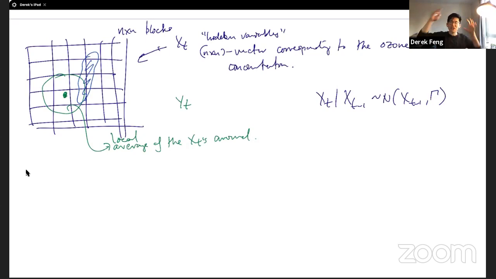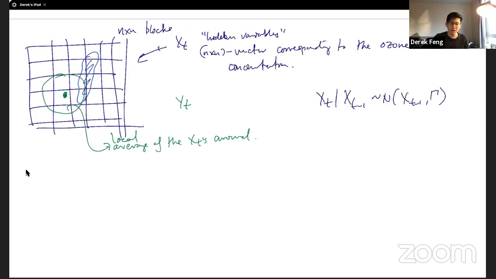What I'm saying is over time, I don't expect the ozone to change too much, maybe just given some noise. That seems like a crude assumption, because maybe you expect movement because of wind or something. If you knew how the wind moved, you could incorporate that. But we're just going to make a very crude assumption where the way to create the next day's ozone is just to add noise to the current one. Weather is so chaotic, maybe it's fine to just add noise to it. And then YT is just a local averaging of the XTs.